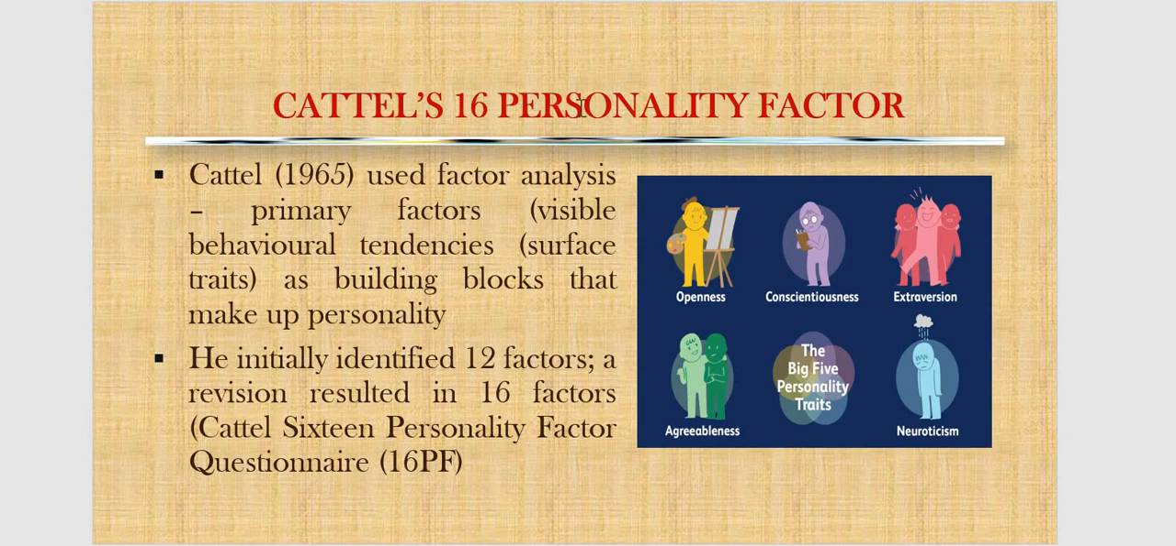We have Cattell's 16 personality factor perspective. This one is also a perspective, and it used factor analysis. That is primary factors visible in behavioral tendencies. We also have surface traits as building blocks that make up personality. Initially he had 12 factors, but through questionnaires and research, he then developed 16 factors. Do you get it? 16 factors.